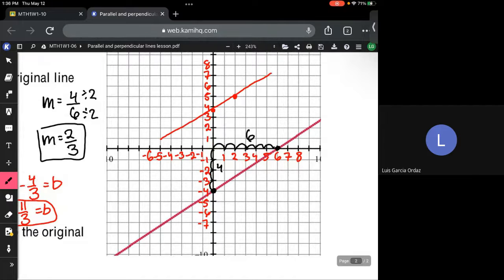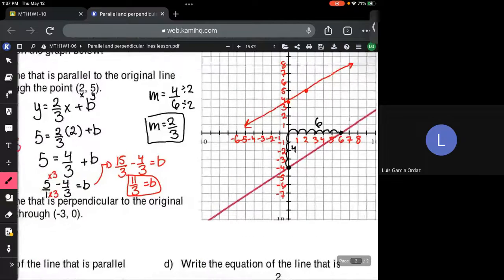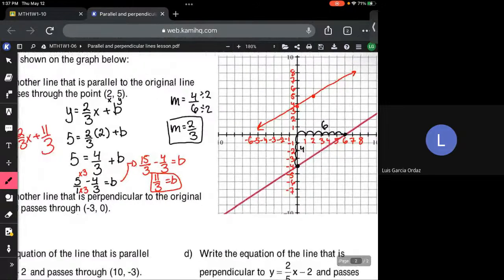You see how I drew that perfect line and they're never going to touch? So I'm going to keep this up there for you guys to copy down.